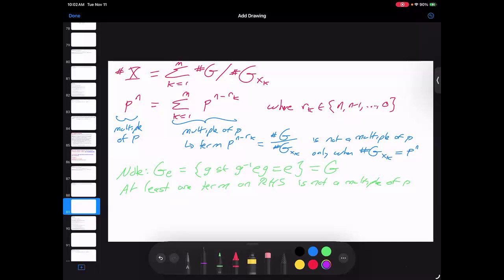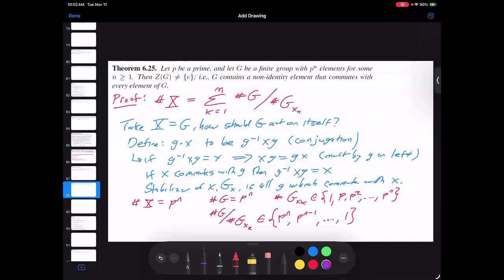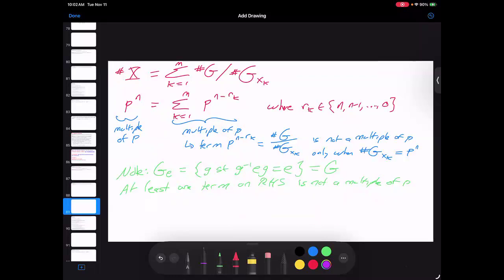If that was the only element where r_k equals n, if that was the only time the stabilizer had size p to the n, then every other term on the right, but that one summand, would be a multiple of p. So there must be at least one other element whose stabilizer has size p to the n.